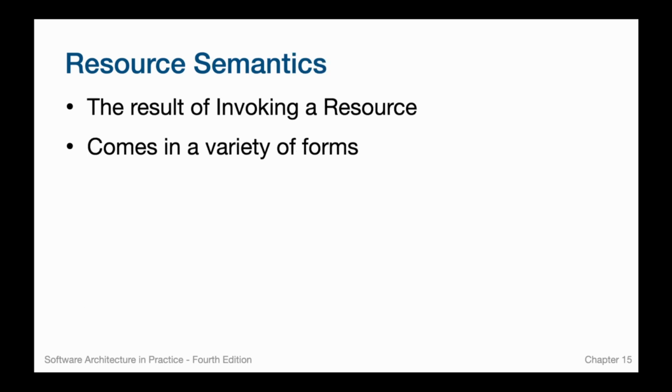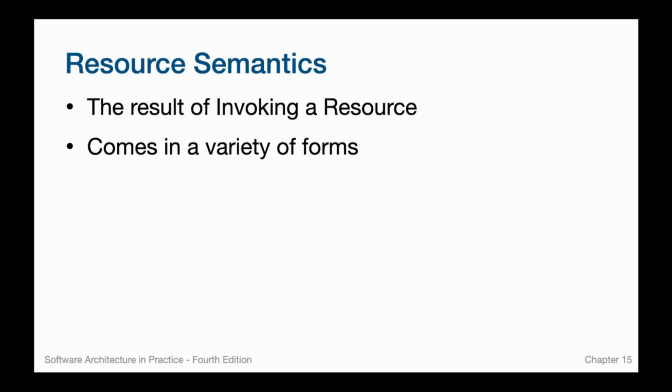Resource semantics are the result of invoking a resource, and that can come in a variety of forms. It could be the assignment of values to data that the actor invoking the resource might access. For example, the value assignment might be as simple as setting the value of a return argument, or it could be very far-reaching, like updating a central database.